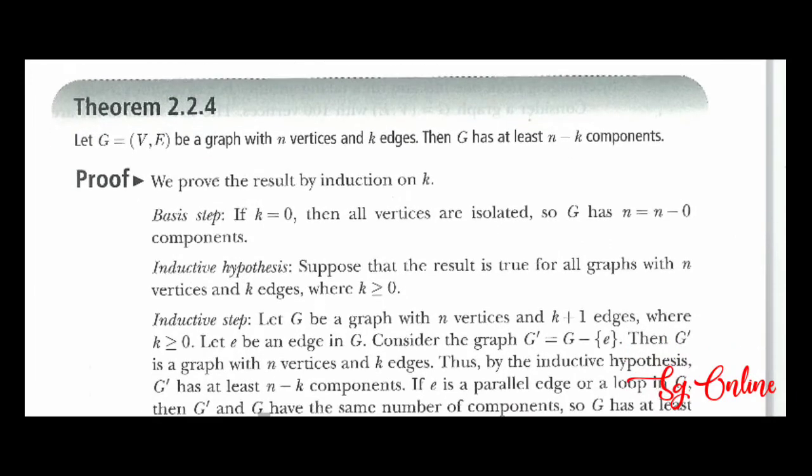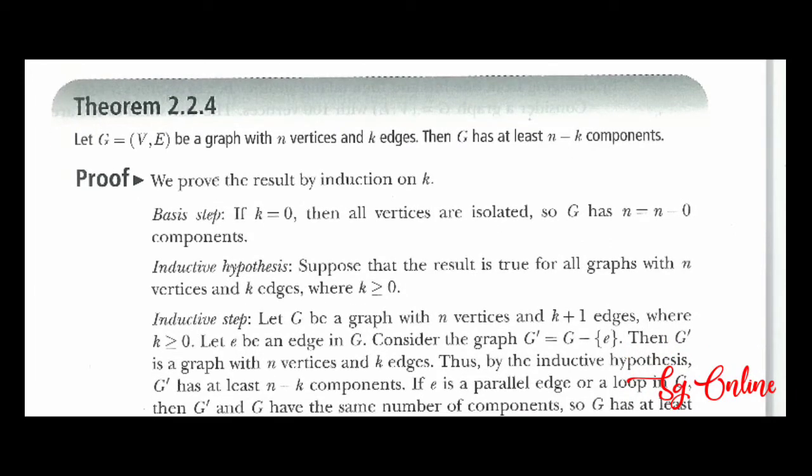We want to prove the result: any graph of n vertices and k edges has at least n minus k components. We prove it by induction on the number of edges, that is k. For the basis step we take k equal to 0, and in that case the graph becomes the null graph. All vertices are isolated, so each vertex is a component. There are n vertices, and so there are n components, and n is n minus 0, and that proves that there are at least n minus k components.